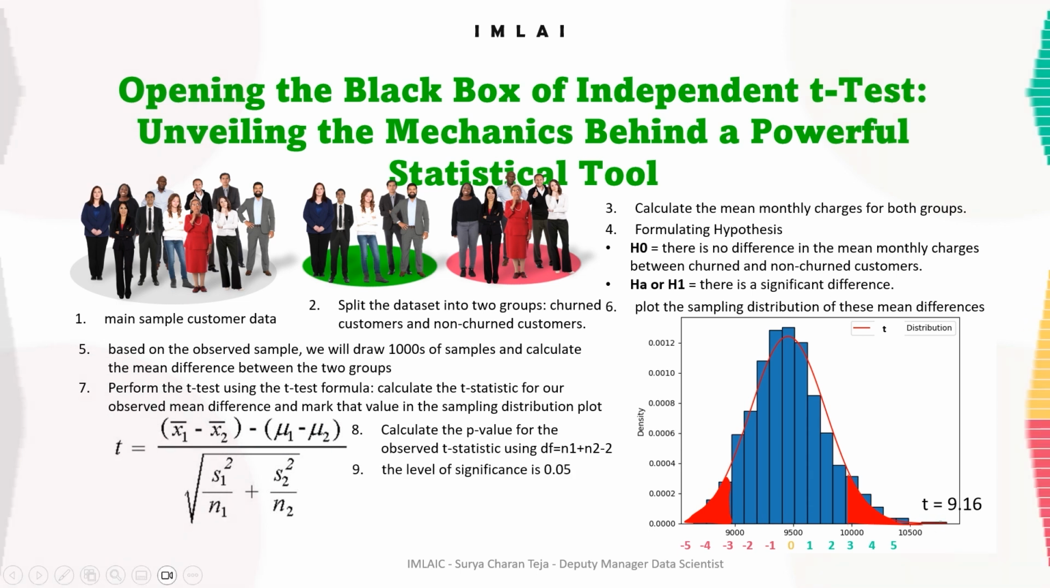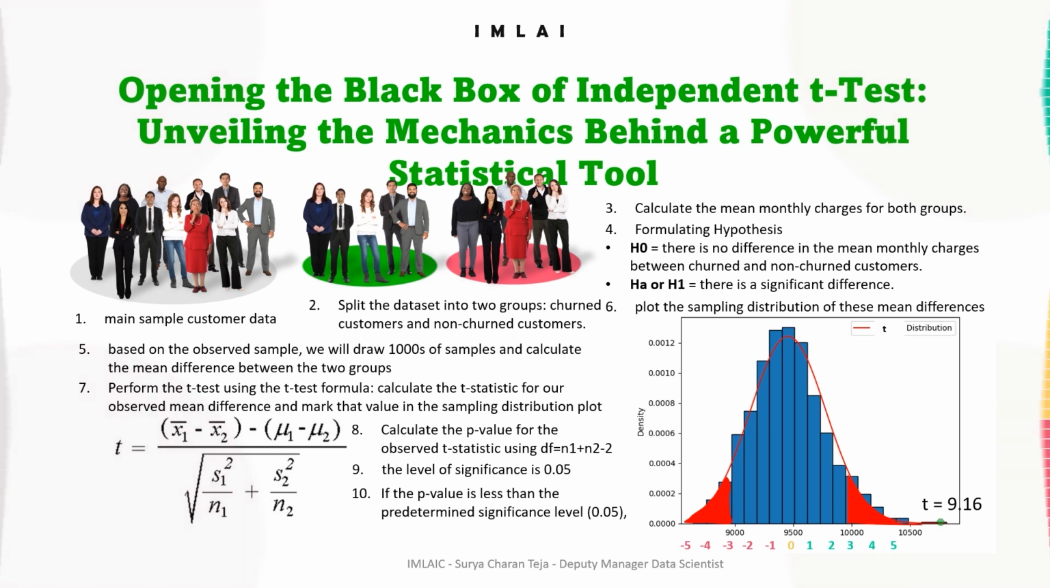Now let me decide the level of significance. My level of significance is 0.05. With that level of significance, this is my critical t value and this is my rejection region. With respect to the t value, it is falling outside of the rejection region, and with respect to the p value also, it is lesser than the level of significance. The p value is 0.00000002, which is lesser than 0.05. In any case, we have to reject the null hypothesis, and that's the outcome we got.